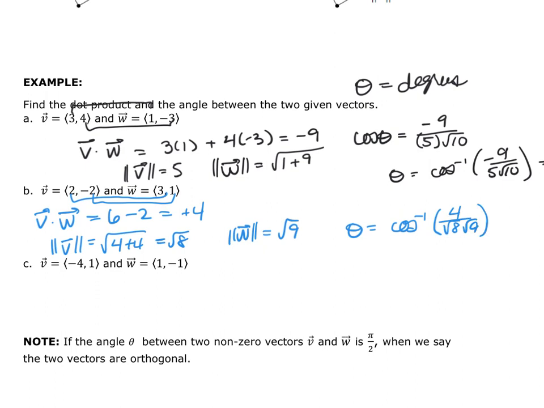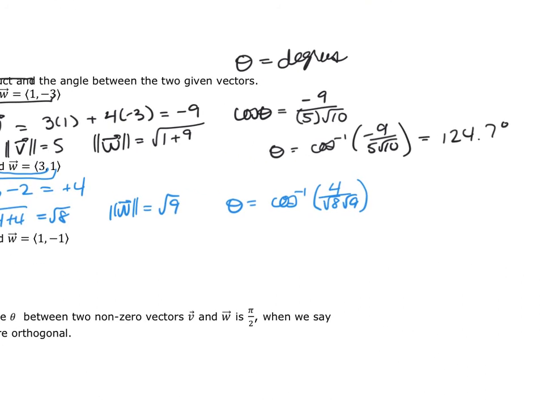So I'm going to do that in my calculator. I'm going to do the cosine inverse of 4 divided by the square root of 8 and the square root of 9. And I get 61.9 degrees. So almost 62 degrees. So there's lots of applications for this in physics. We'll look at this again in calculus, Calc 3 actually, and Calc 2 if you're in the semester system, Calc 3 if you're in the quarter system.